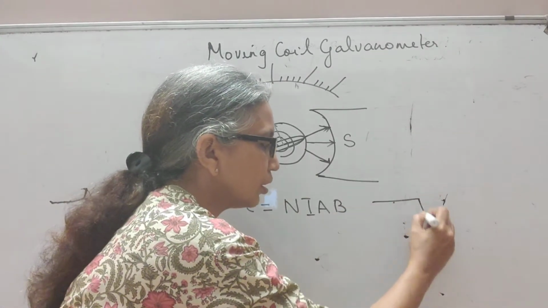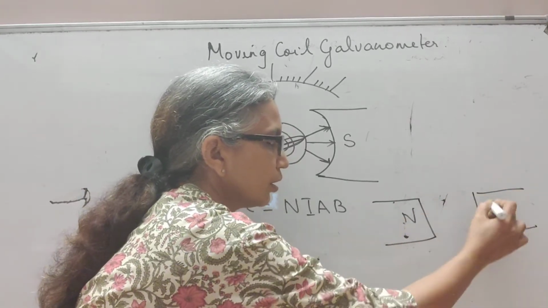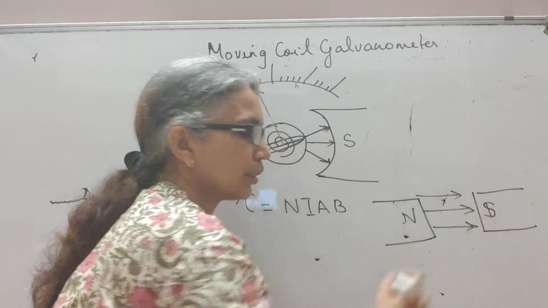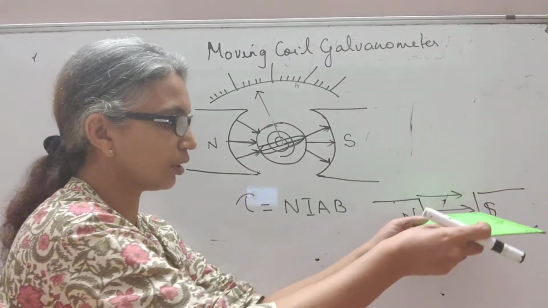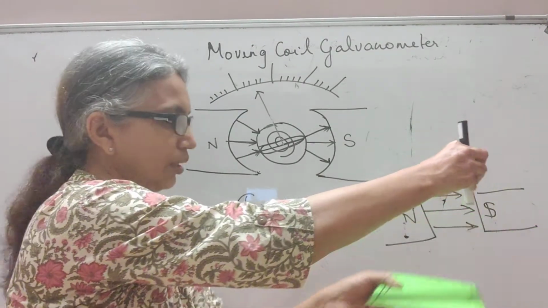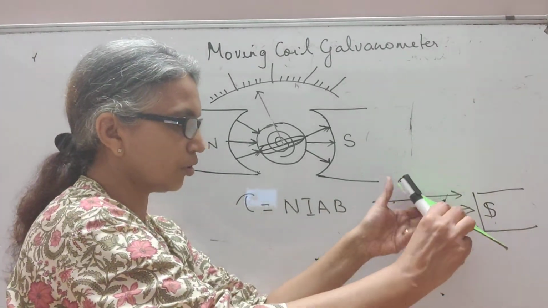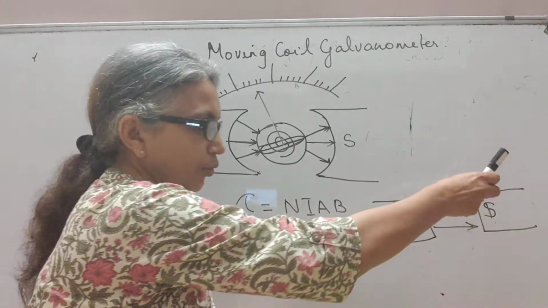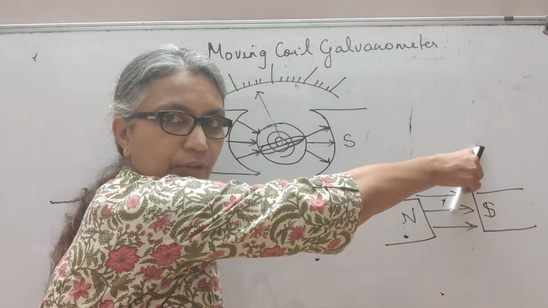Let me show you. Suppose we had not curved the ends. Let's say this is like this. So we have north here and south here. Your magnetic field lines are always in straight lines. So now what will happen is, if your coil was in this position, this is the area vector perpendicular to the magnetic field. Fine. But suppose your coil turns, your area vector also turns. Now if you see, your area vector is not going to be perpendicular to the magnetic field.